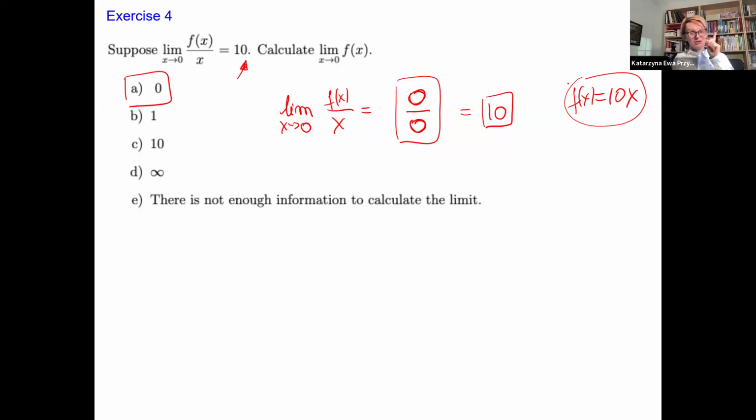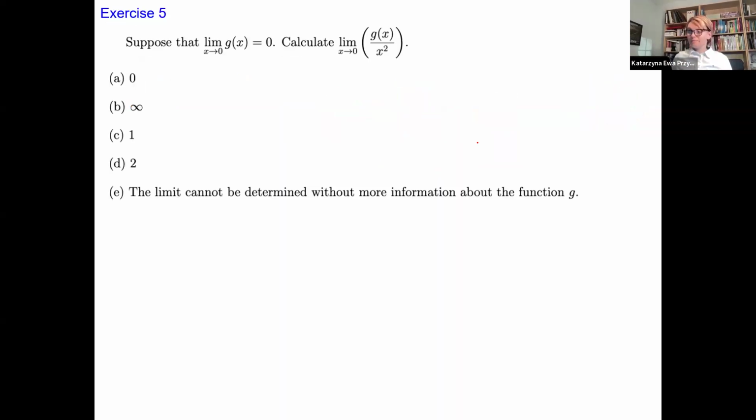That means 0 over 0. Good. This limit must be 0. That means this is a limit and this is a limit, of course. The limit of the function, I'm not talking about the value, as x goes to 0. And that means both of them have to be 0. Okay. Now, what about this one?